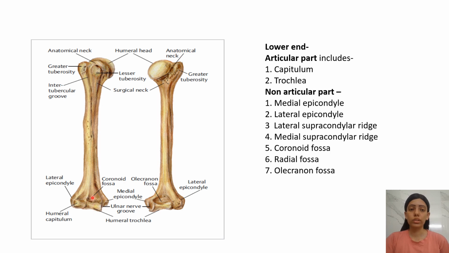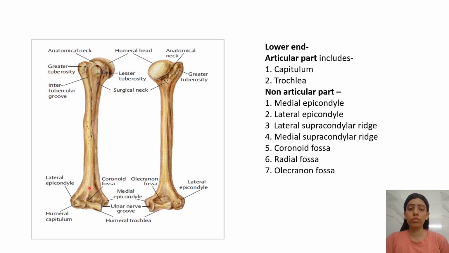There are the fossae. Here is the depression just above the anterior aspect of the trochlea, known as the coronoid fossa, and it accommodates the coronoid process of the ulna, hence known as the coronoid fossa.